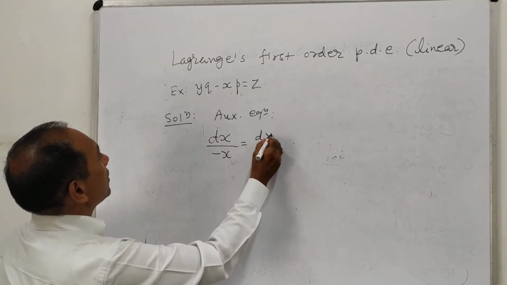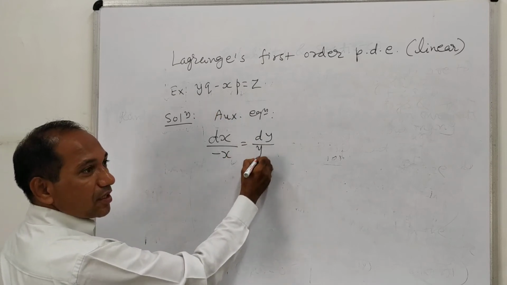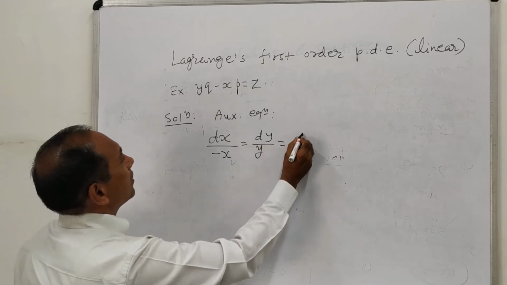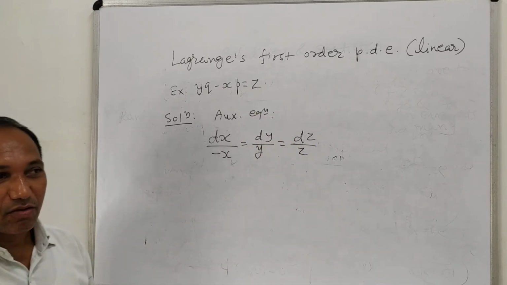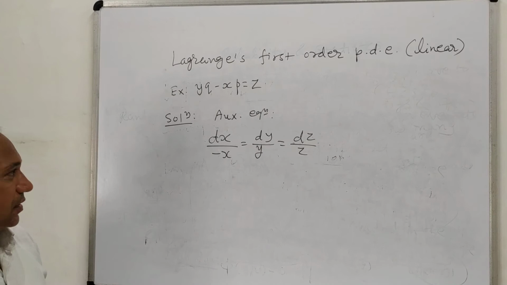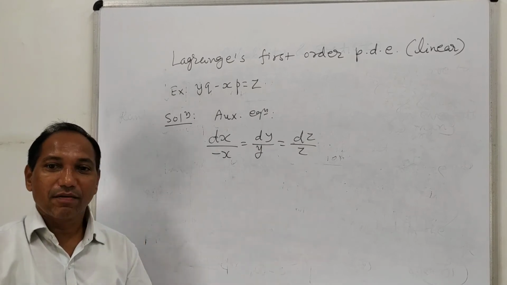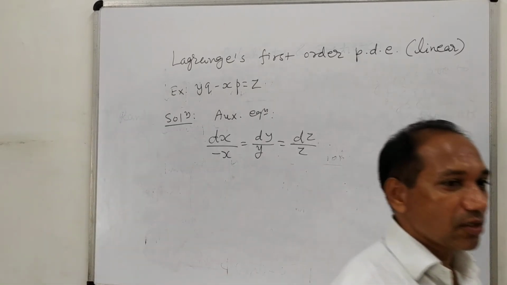Then dy upon coefficient of small q, it is small y, and dz upon right hand side, and it is z. So these are the auxiliary equations. Now we want our target. Our target is to obtain two different solutions.